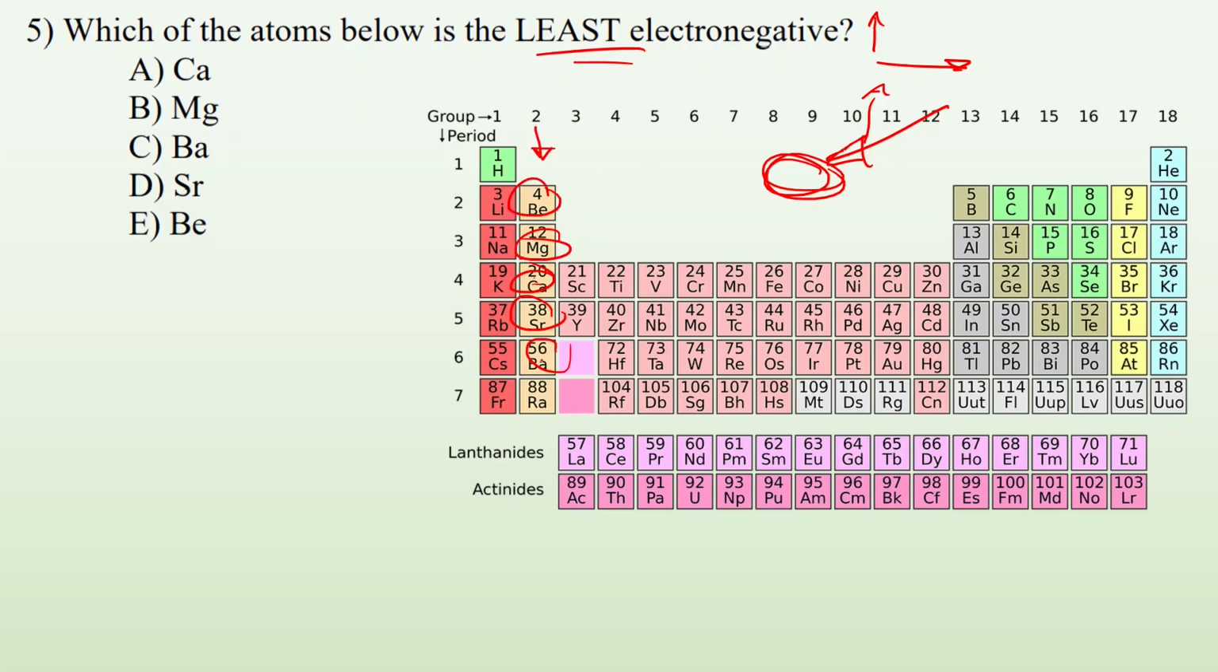So which one is least electronegative? The one towards the bottom. So barium is going to be our best option. All right, a few more problems in this section.